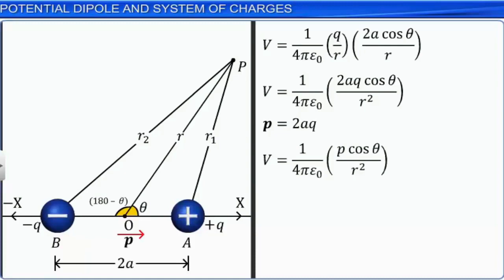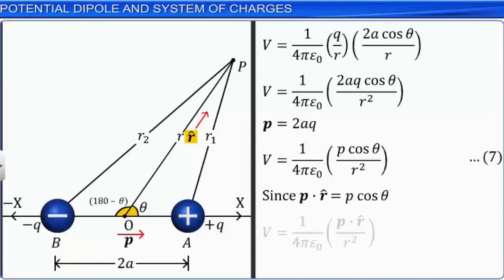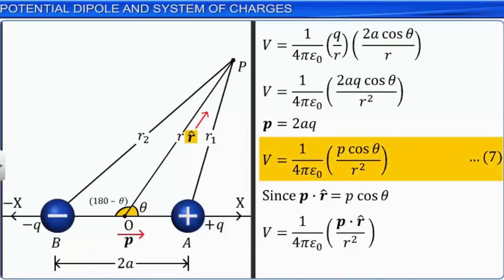If R cap is the unit vector along the direction of OP, and since P dot R cap is equal to P cos theta, then we have net potential V is equal to 1 by 4 pi epsilon naught into P dot R cap by R square. The potential V as obtained by equation 7 is for the distance R, which is very large compared to A.